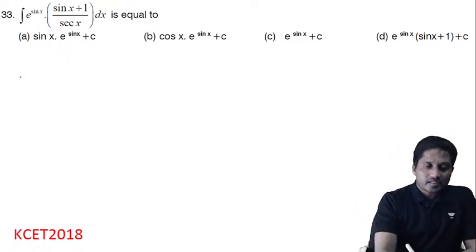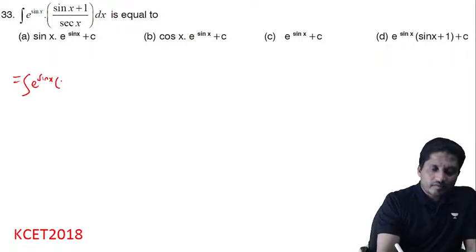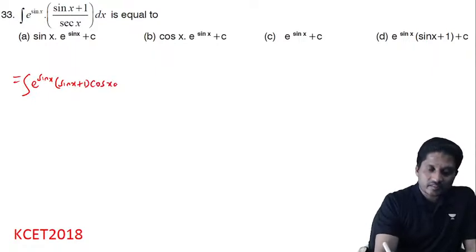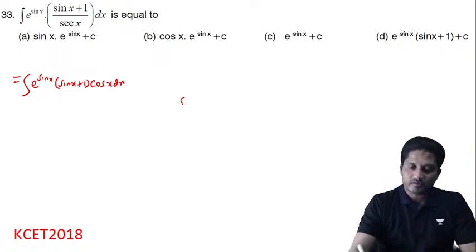I can write this as e power sine x into 1 into sine x plus 1, and 1 by cos x is sec x dx. Now I'm going to put sine x is equal to t.